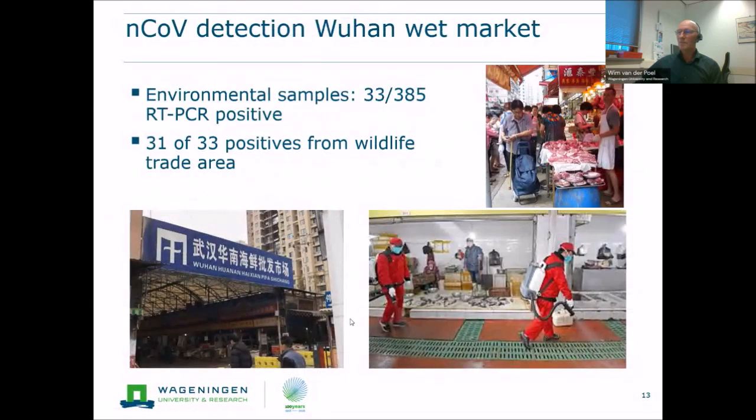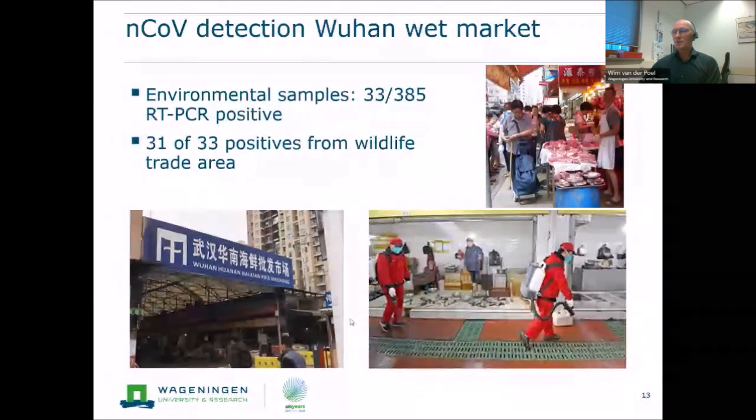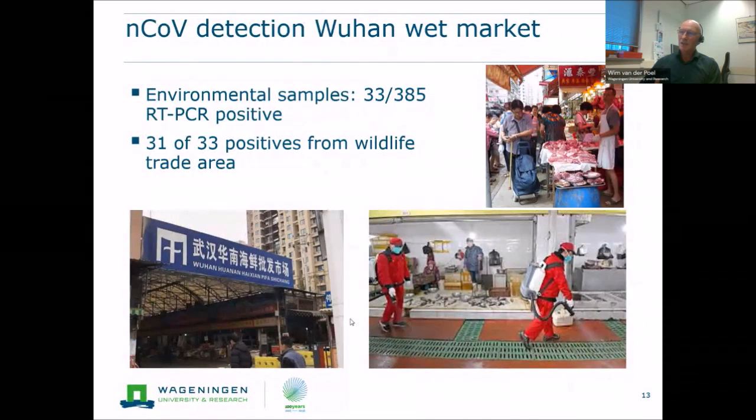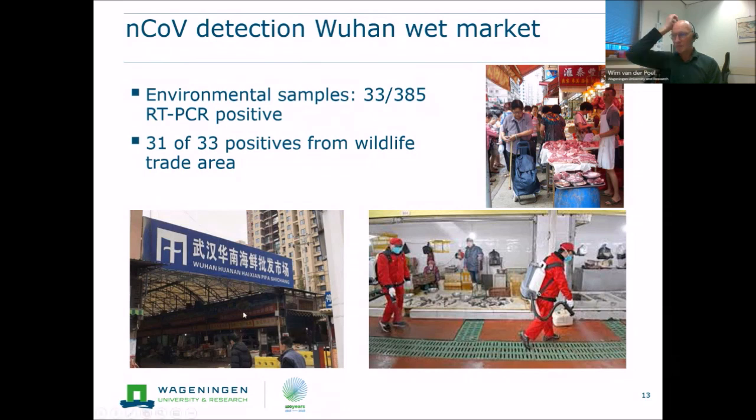First cases of SARS coronavirus were found in a wet market in Wuhan. And this picture shows a few pictures of that wet market. In environmental samples of that wet market, of more than 300 samples, 33 were found positive, and 31 of those 33 were from the wildlife trade area. So that made it very likely that the virus was coming from a wildlife species, although that was never proven.